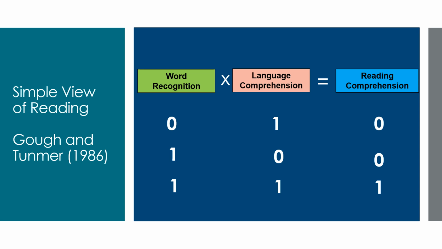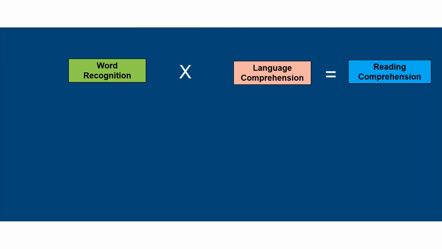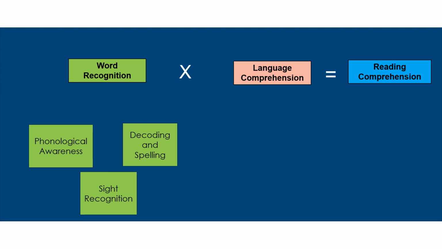The simple view of reading represents a complex idea. Both word recognition and language comprehension are equally important to reading comprehension, which is the goal of reading. There are subskills that help support word recognition and language comprehension. We can look to Hollis Scarborough to help with those supports. For word recognition, that includes phonological awareness, decoding and spelling, and sight recognition.